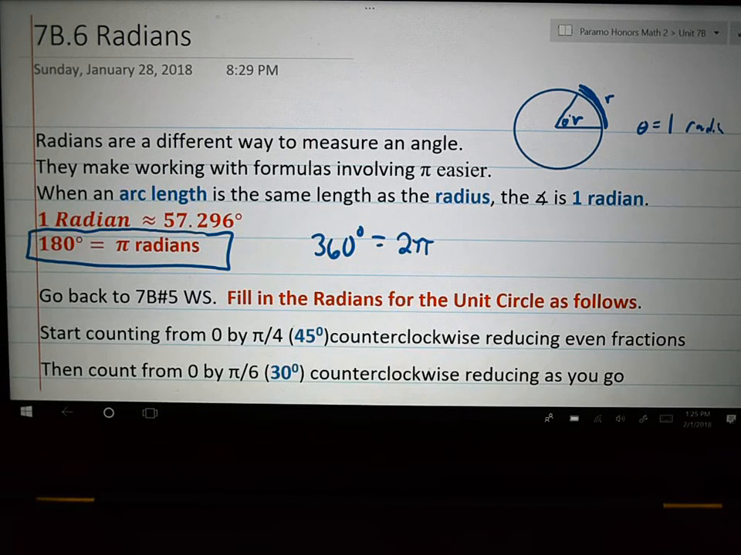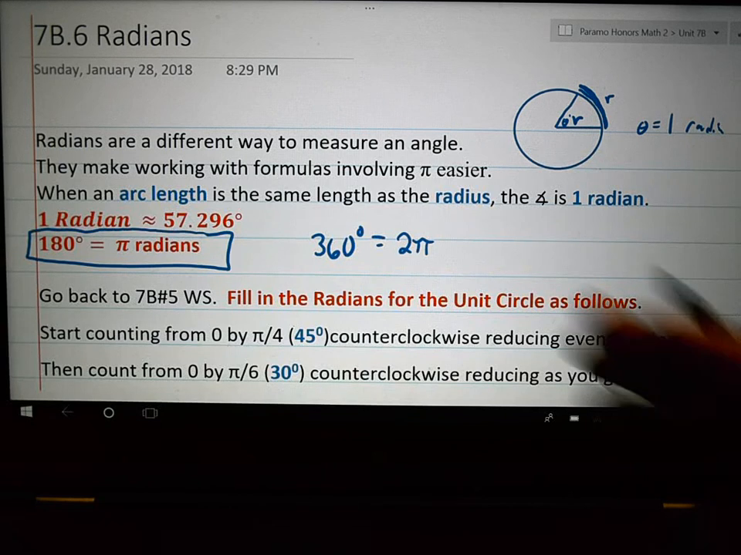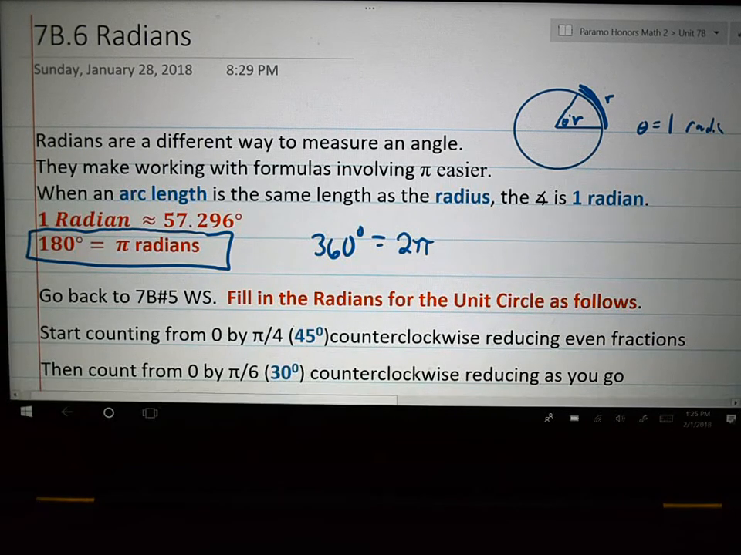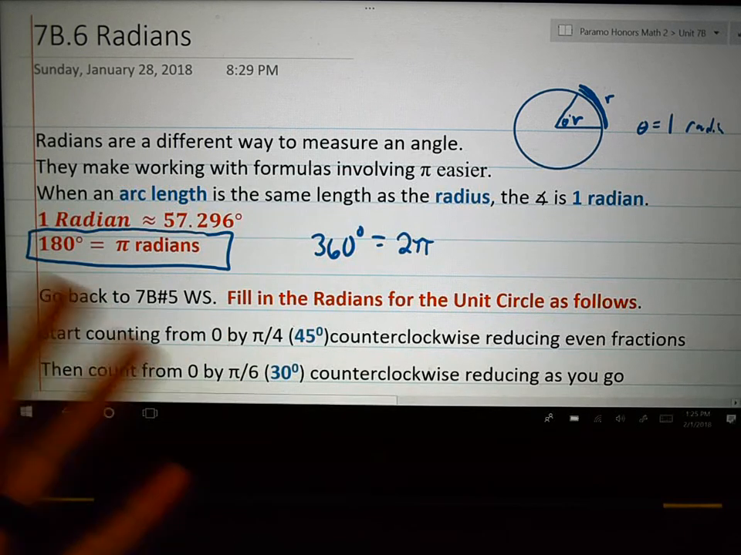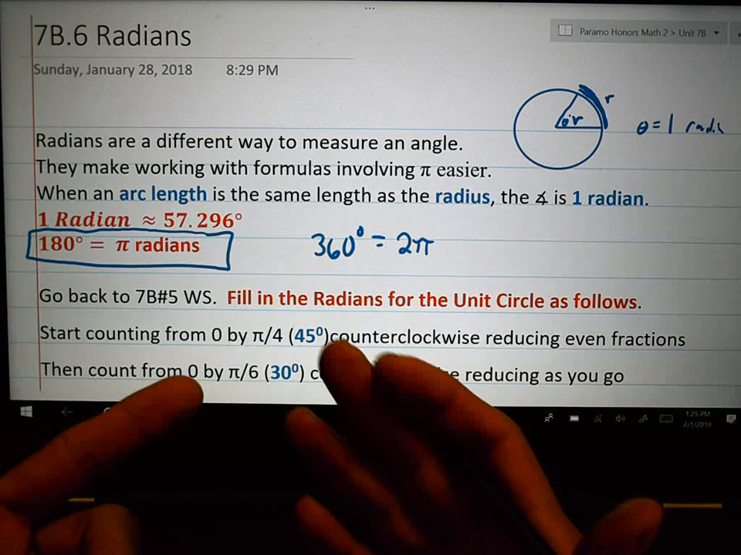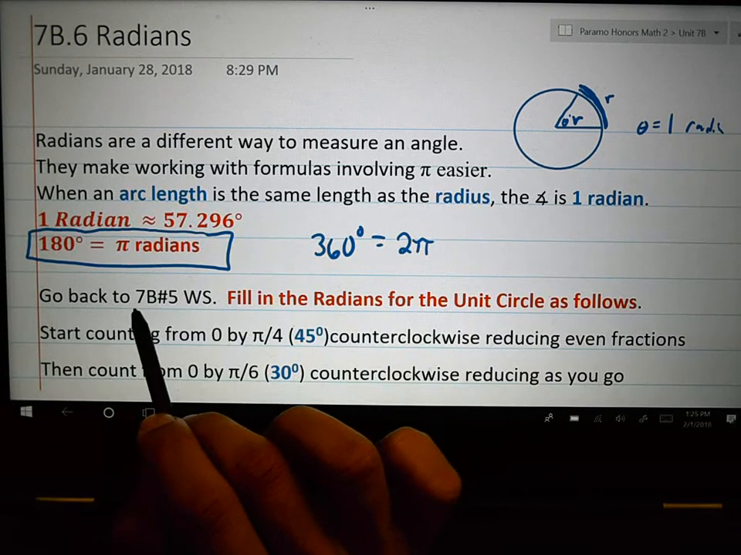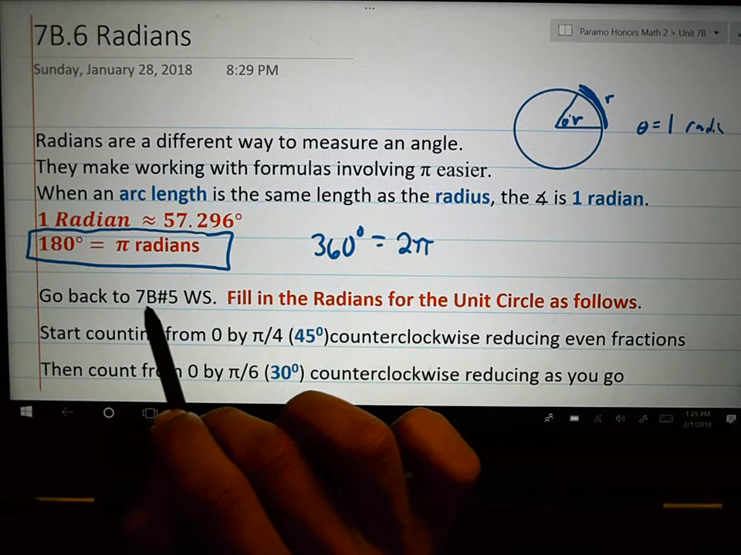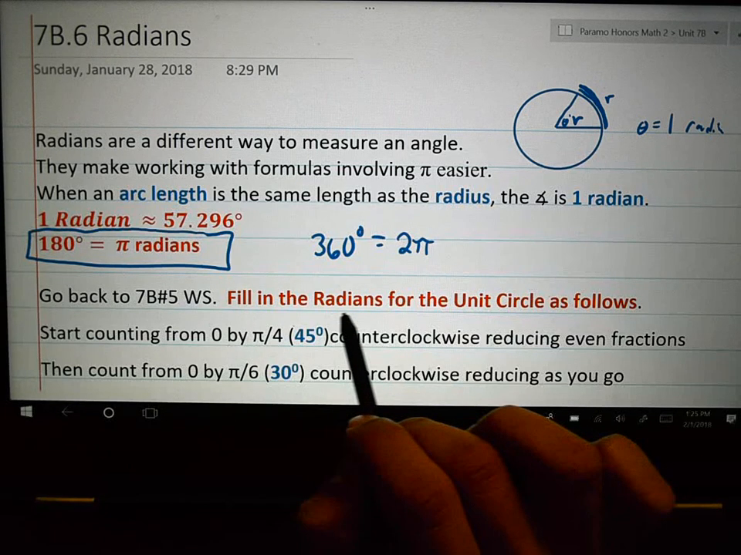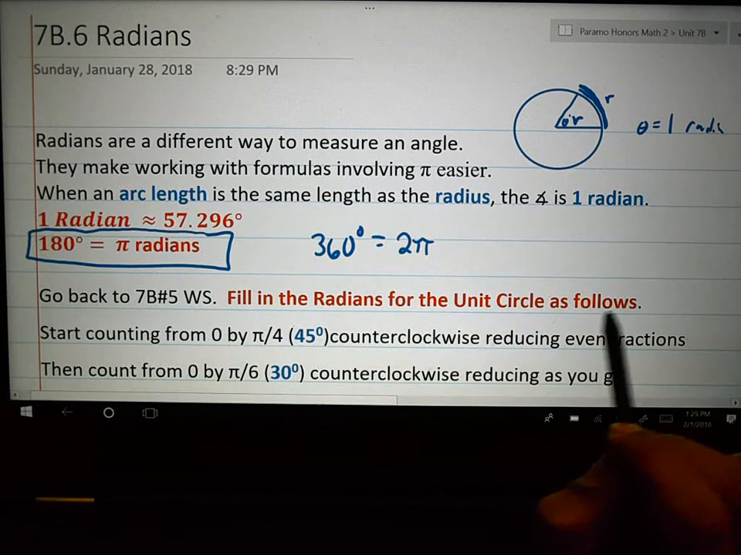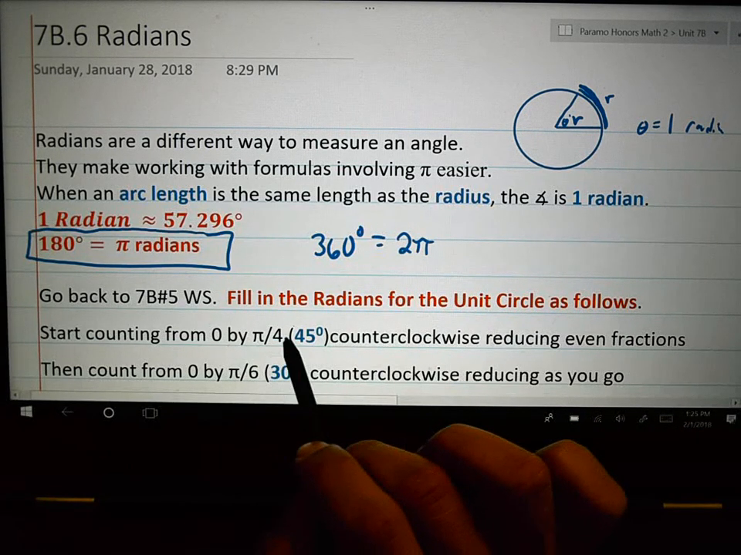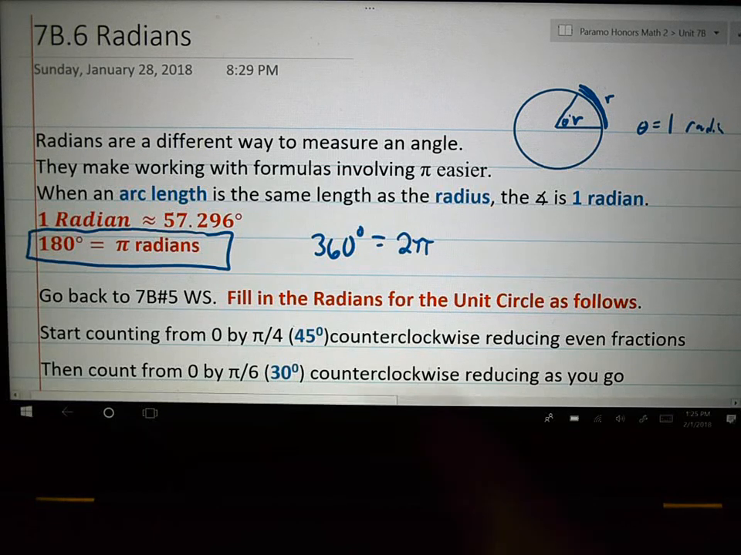So going back to this, we have to deal with fractions. And the fractions, I don't know if I can help you with it other than to show you what it's going to look like, okay? So let's go ahead and do this. It says go back to worksheet 7.5, and we're going to fill in the radians for the unit circles as follows. We're going to go by pi over 4s and pi over 6s, and I'll explain.